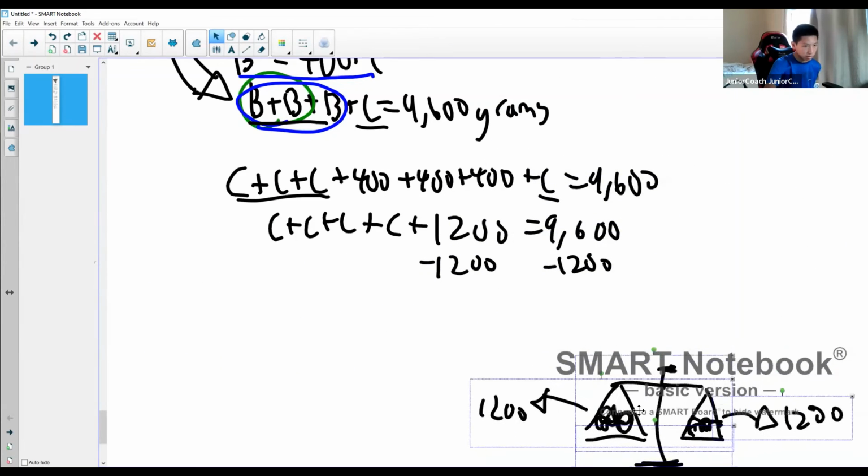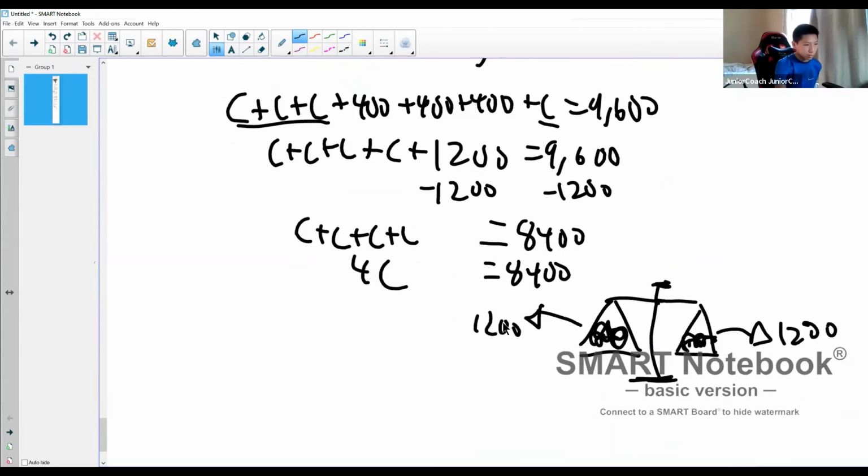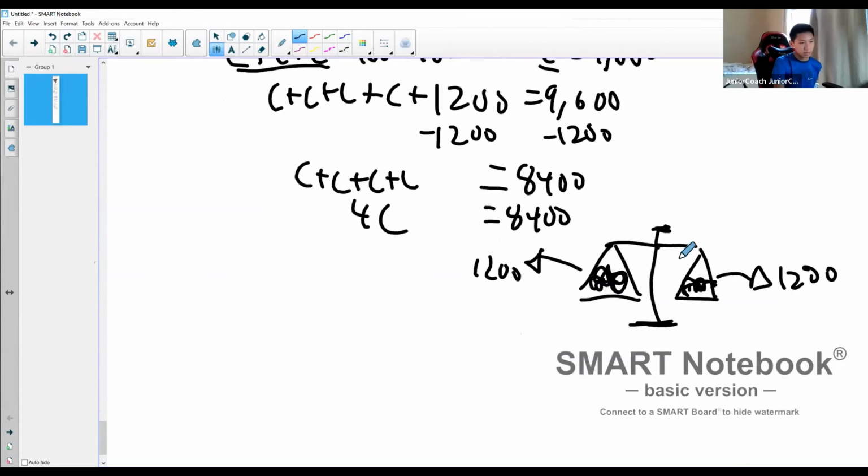I'll move it down here. Yeah, so now we get C plus C plus C plus C, or we can say 4C is equal to 9,600 minus 1,200, which is 8,400. And that means 4C is equal to 8,400. We divide both sides by 4, which is the same principle as we did down here. And then we get C equals 2,100, which should be the correct answer.